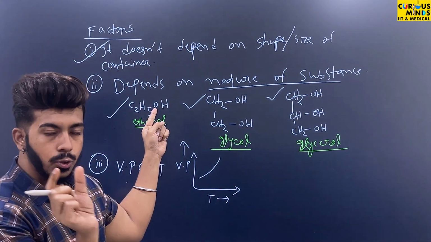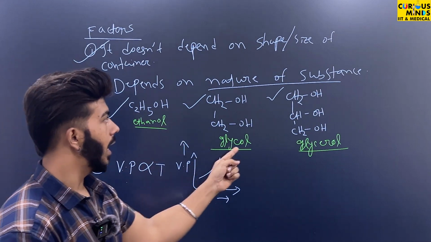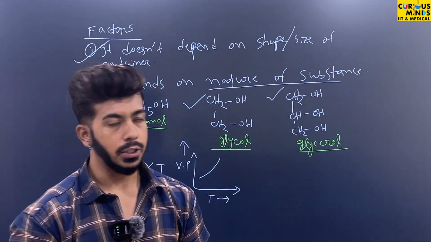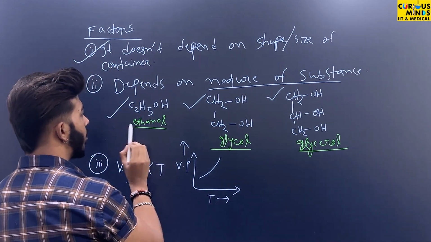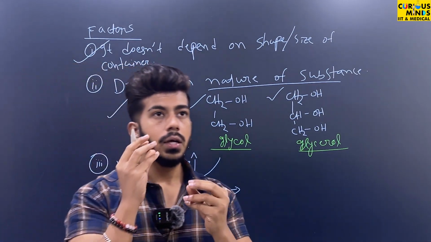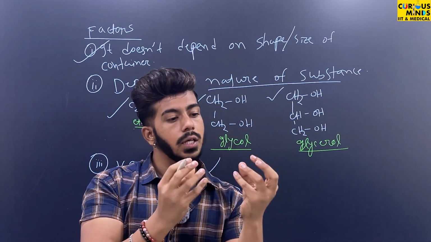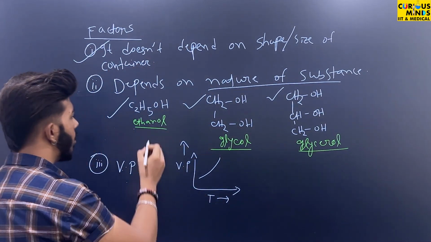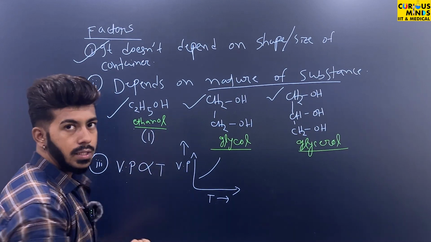Ethanol में एक OH group होता है, alcohol moiety. Glycol में 2 alcohol moiety होते हैं, and glycerol में 3 alcohol moiety होते हैं, right? Now, if I talk about ethanol, यहाँ पे क्या होगा? एक इथानॉल मॉलिक्यूल के साथ दूसरे इथानॉल मॉलिक्यूल का हाइड्रोजन बॉन्डिंग होता है, राइट? कितना हाइड्रोजन बॉन्डिंग पॉसिबल है? ओनली 1, बिकॉज एक ही ऑक्सीजन है यहाँ पे.